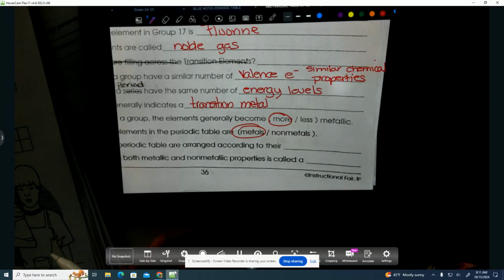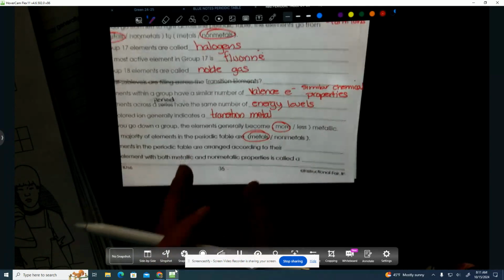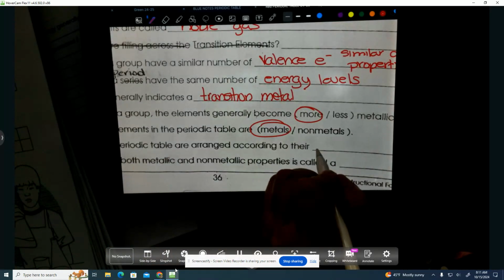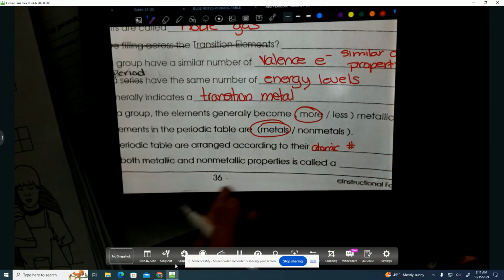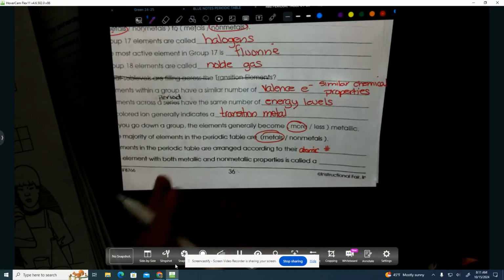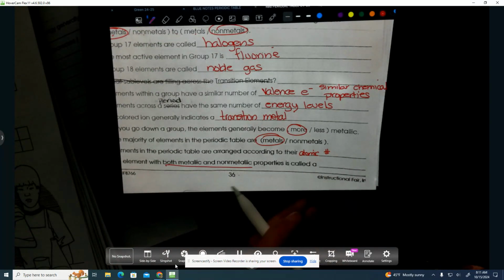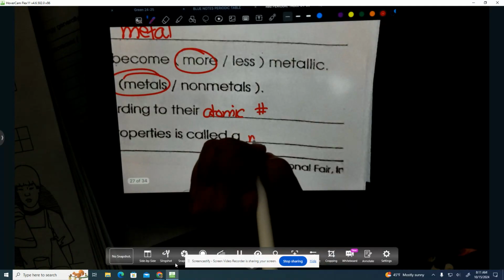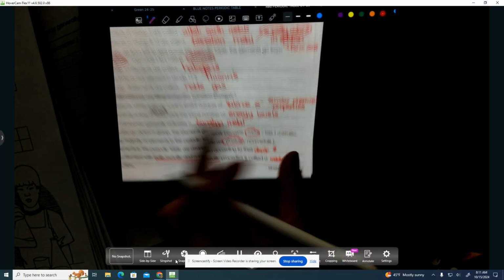Elements in the periodic table are arranged according to their... Hold on a second, Ange. Allison, are you awake back there? How do we arrange the elements on the periodic table? According to their... I can't hear you. Atomic number. Good. And if they have both metallic and non-metallic properties, it's called, Caleb? Metalloid. Awesome. Flip it over.